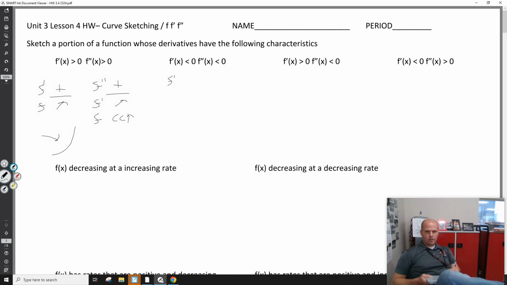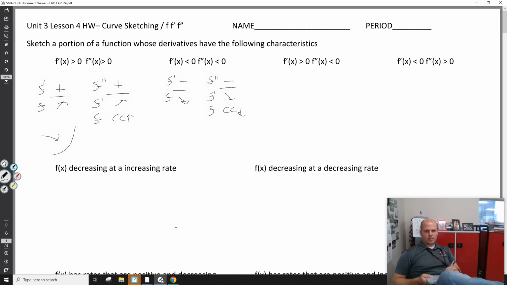If your first derivative is negative, your original function is decreasing. If your second derivative is negative, your first derivative is decreasing. When your first derivative is decreasing, your function is concave down. It's all about the charts, baby. F is decreasing, concave down.